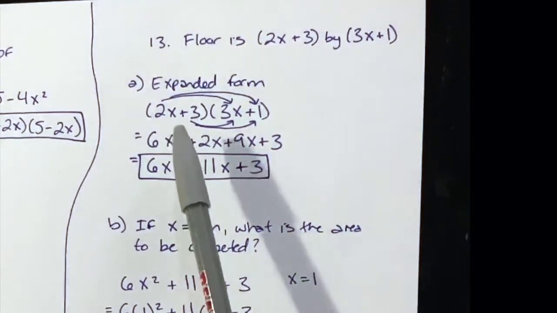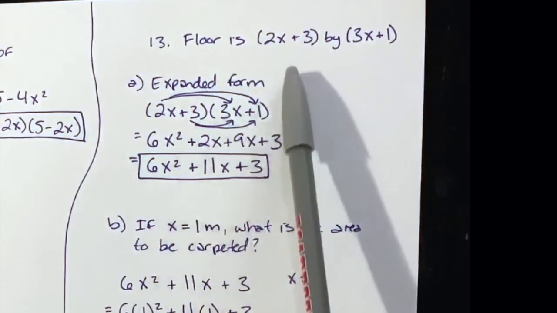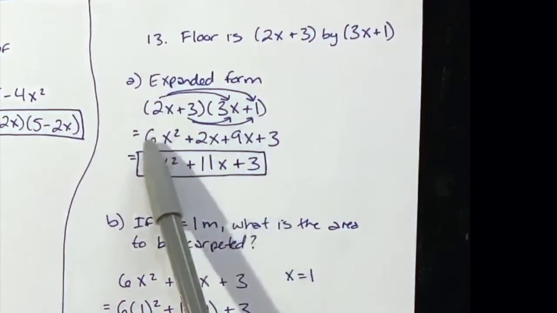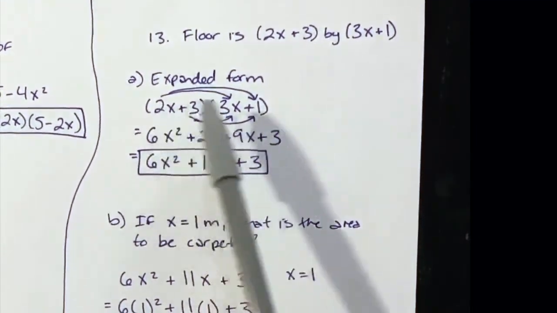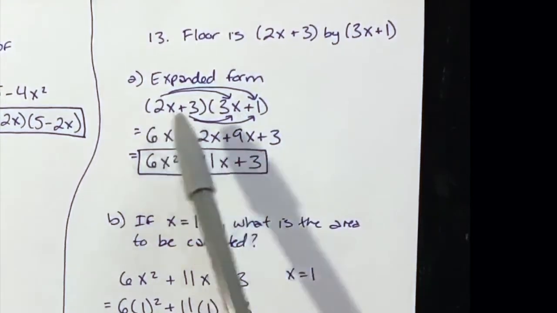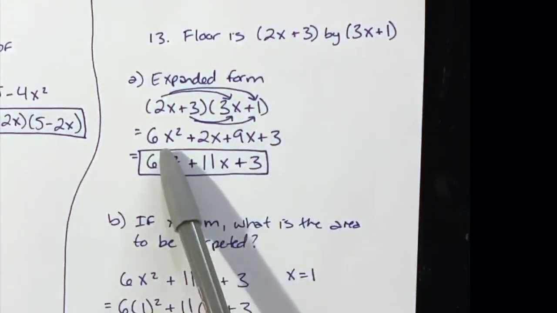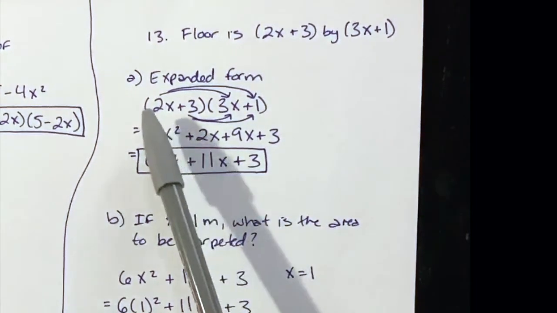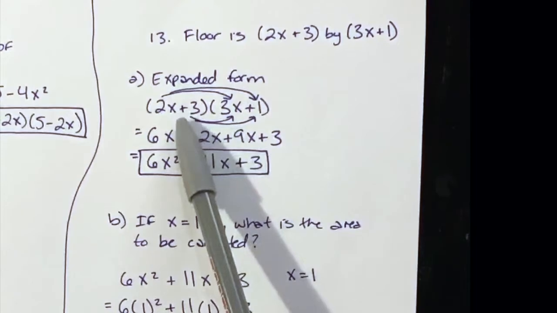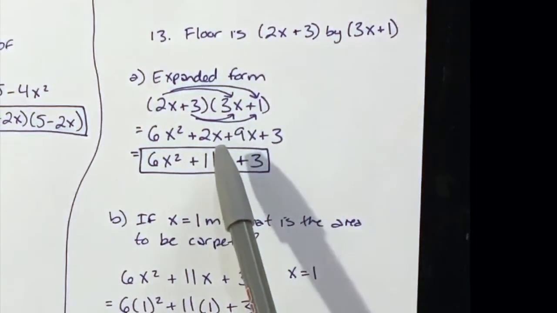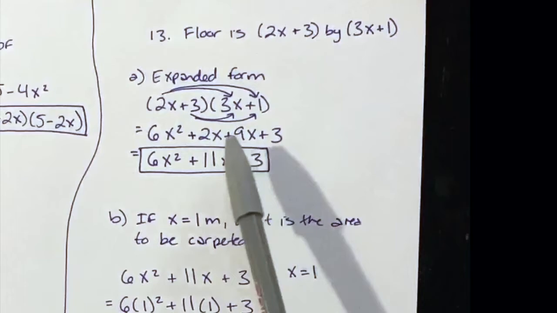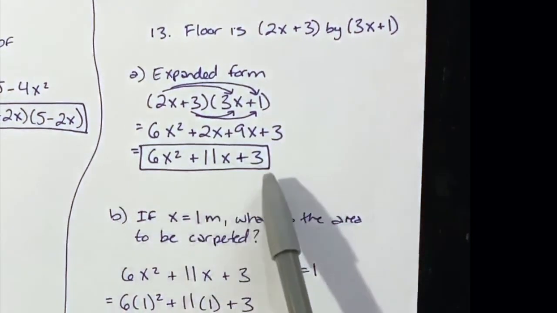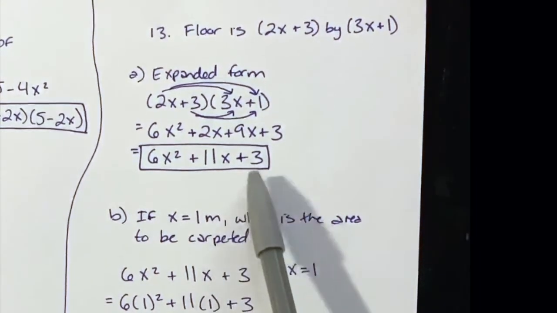So what I have to do here is I have to take my two dimensions and multiply them. So I'm going to expand, right? Use my distributive property. Everything in the first bracket times everything in the second bracket. 2x times 3x, 6x squared. 2x times 1, 2x. 3 times 3x, gives me a 9x. And 3 times 1 gives me 3. Combine my like terms, and this is my answer for expanded form.